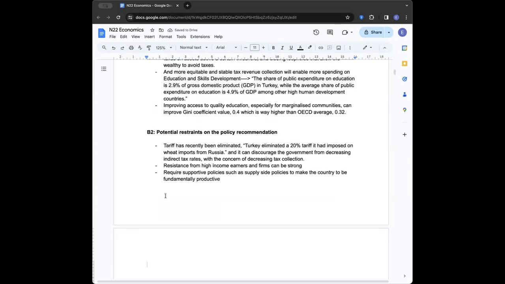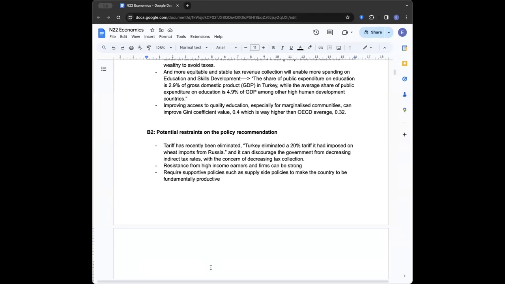Next, I can point out some potential restraints on my policy recommendation. Recently, a tariff has been eliminated. As the quote says, Turkey eliminated a 20% tariff on imports from Russia. So this can discourage the government from decreasing other indirect taxation, since it can further decrease tax collection. Also, there is expected high resistance from high-income earners and firms, which the government has to manage wisely and convincingly.